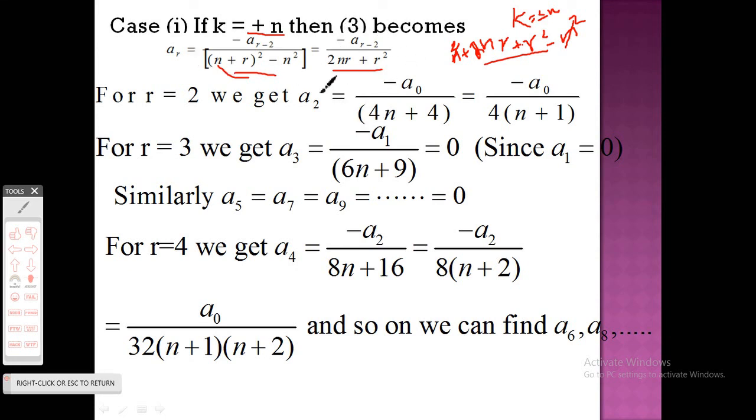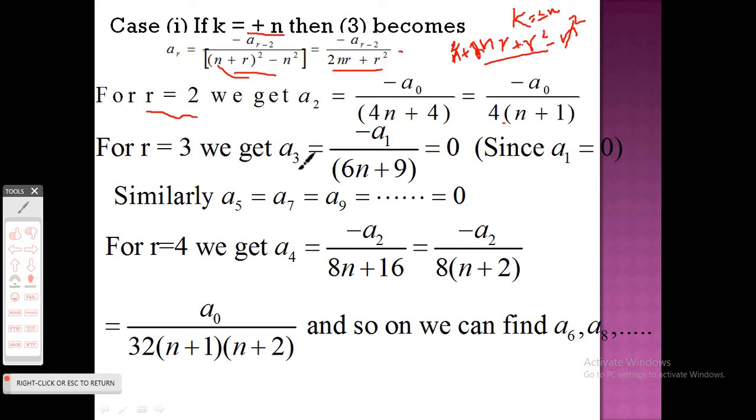Now we take the values r equal to 2, 3, 4 and so on. First we will take r equal to 2. When substituting r equal to 2 in the above equation, we get a2 equal to, when r is 2, 2 minus 2, minus a0 divided by, 2 into 2 is 4n plus 4 square, that is 4 is common to both terms, minus a0 divided by 4 into (n plus 1).